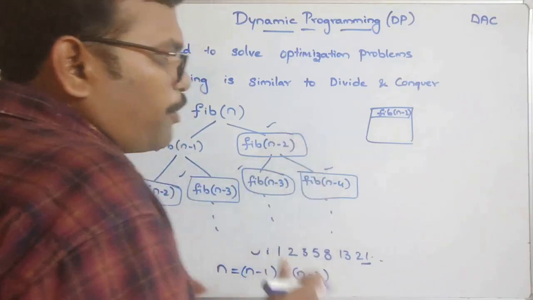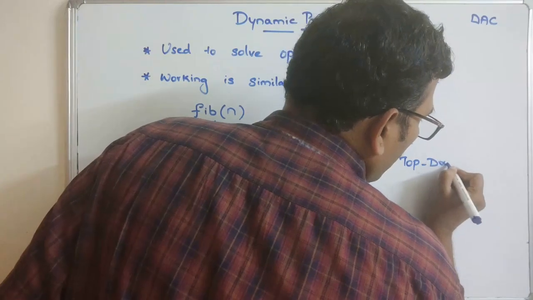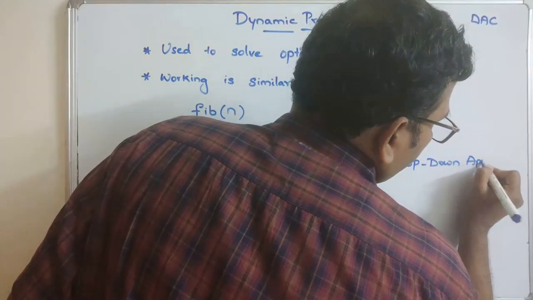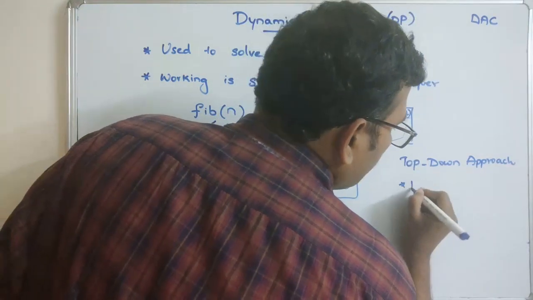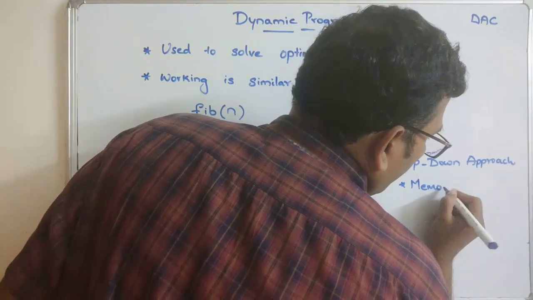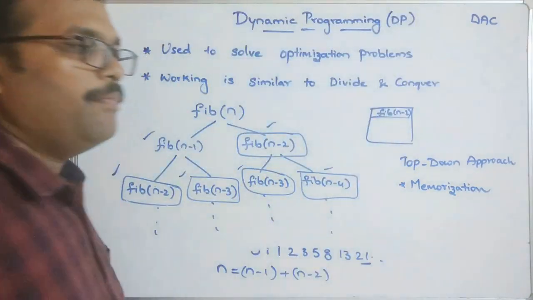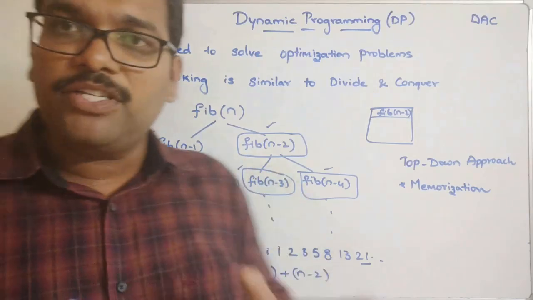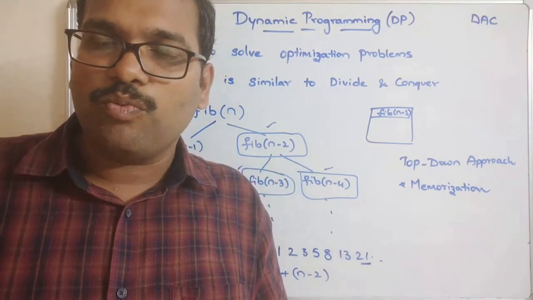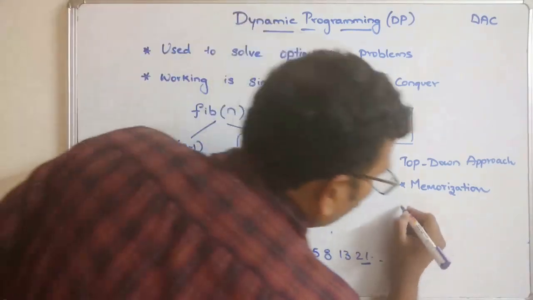Right? And this process is called the top-down approach. And this process is called memoization. So here the same problem can be solved in two different approaches. One is the top-down and the other is the bottom-up approach.